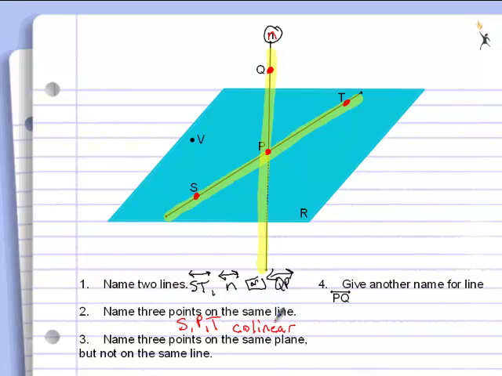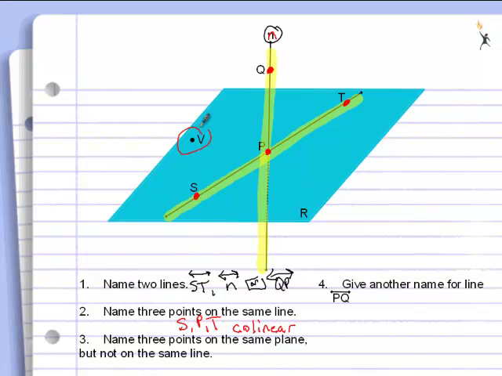collinear, the same line. Name 3 points on the same plane, but not on the same line. Well, now I'm looking at this plane right here. Okay, plane R, but I want to label it using 3 points. Those 3 points can't be on the same line. You might say, why not? Because if I were to label plane R SPT, then somebody might misinterpret that as the line SPT. I want to use 3 points that are not collinear, that are not on the same line.